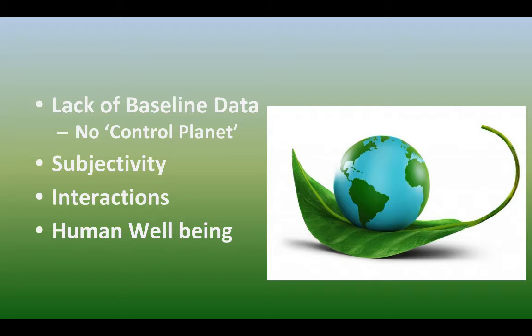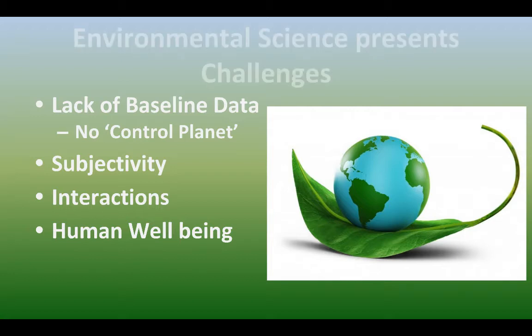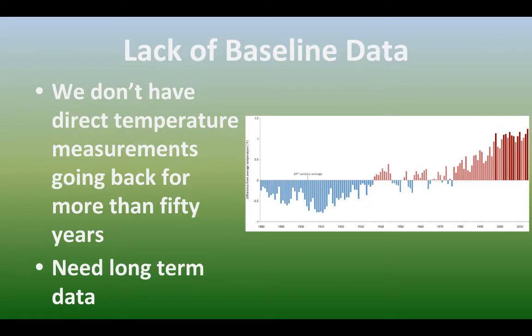Looking at our baseline, we're going to look at these four individually in detail right now. First, we're going to start with our baseline, and again, that's this, we don't have this control. Subjectivity of humans, interactions of humans, and notice we're always kind of the one involved presenting these challenges in environmental science. So going to our lack of baseline data, what we mean by this is that we don't have another Earth to compare it to.